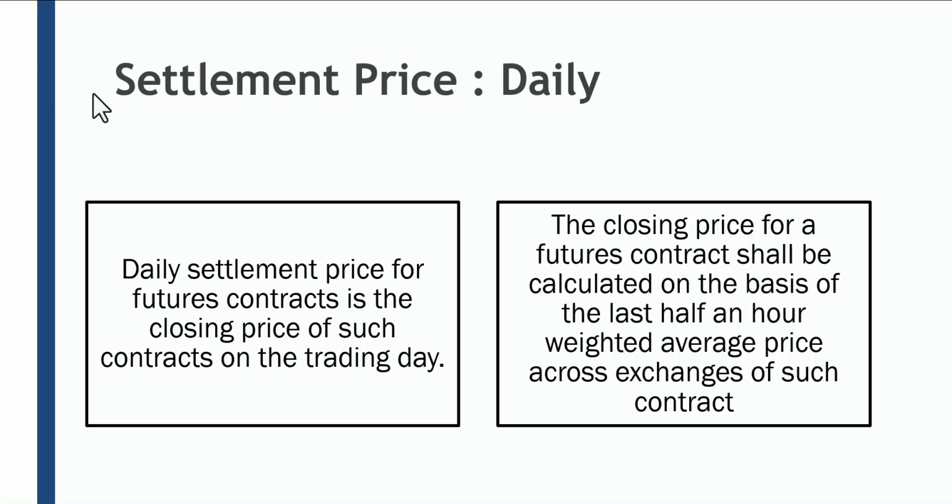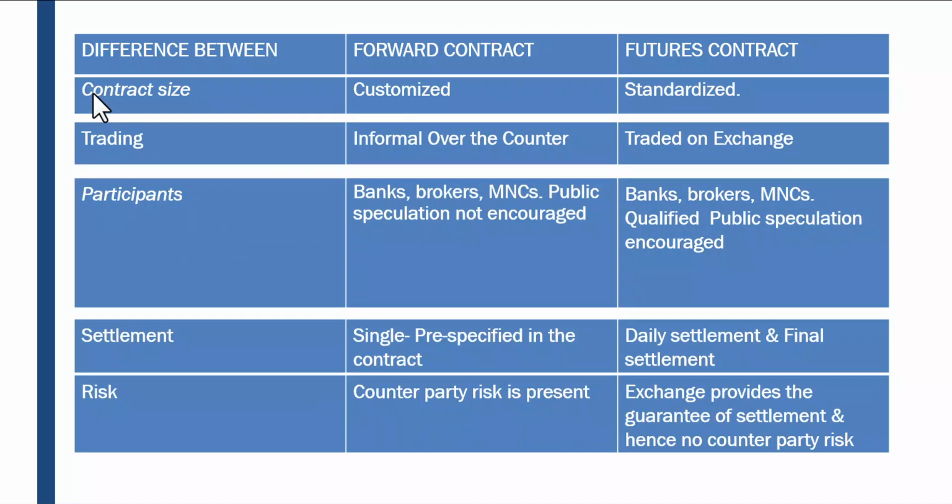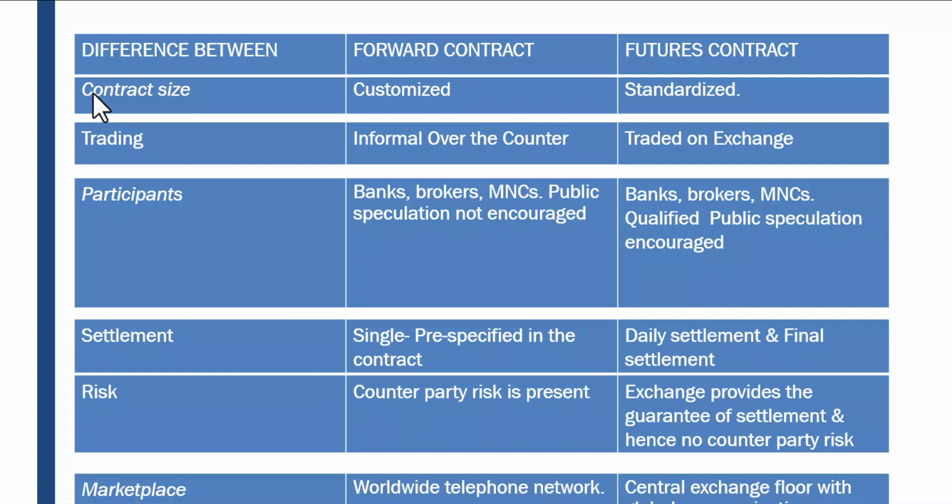Is that fine? Now, this is the last slide for the day. This is the difference between forward and future. A forward contract is customized, a future contract is standardized. Trading is informal over the counter in a forward contract, while futures are traded on the stock exchange. Participants can be banks, brokers, MNCs. Public speculation is not encouraged in a forward contract, but in a futures contract you can be a speculator as well as a hedger.